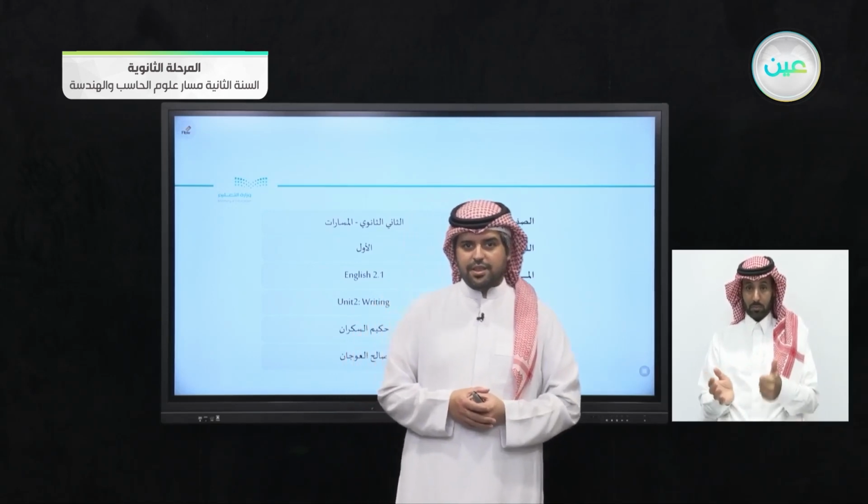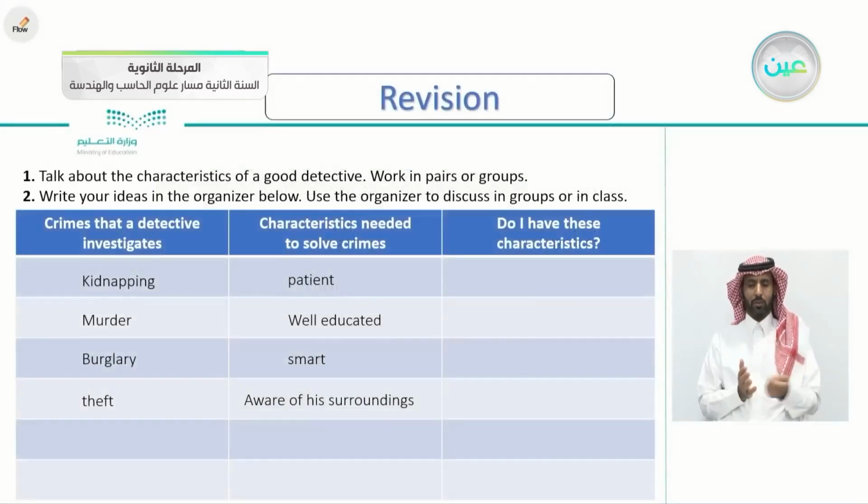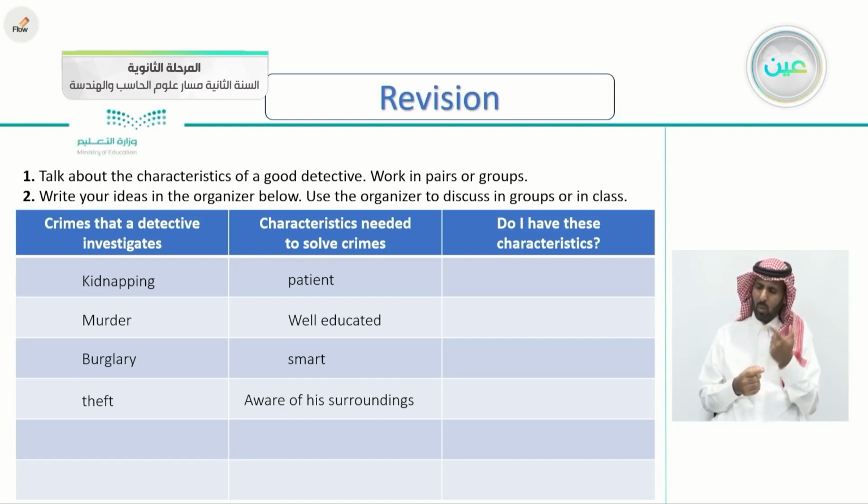I hope that you're happy and healthy, and I hope that you are ready for today's lesson, which will be the Unit 2 writing. But before we do that, let's revise what we previously took in our previous lesson. The characteristics of the investigator, of the good detective. We took crimes that the detective investigates. We said kidnapping, murder, burglary, etc. And the characteristics needs to solve a crime. We said patient, well-educated, smart, and aware of his surroundings. Of course, you can add more and more to these as you like. Do I have these characteristics? Of course, this is up to you, and be honest with yourself when you're answering this part.